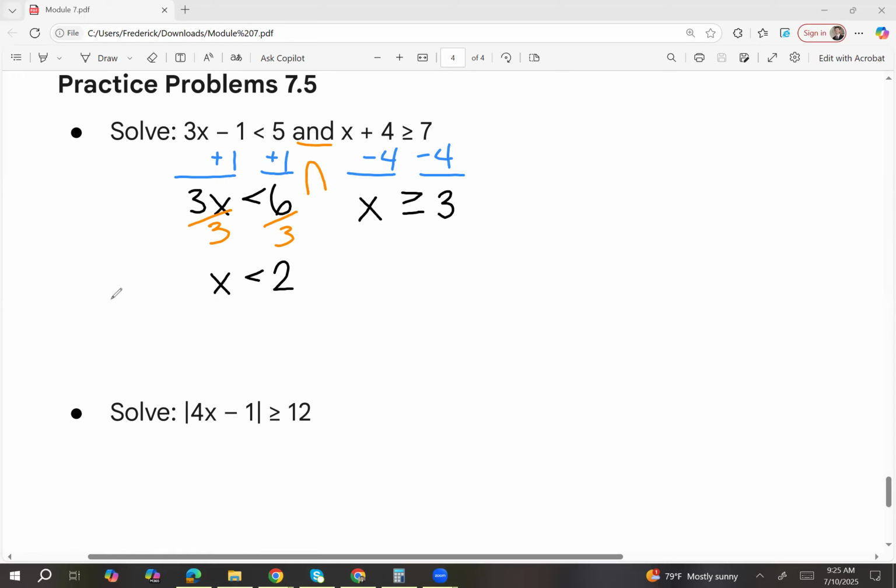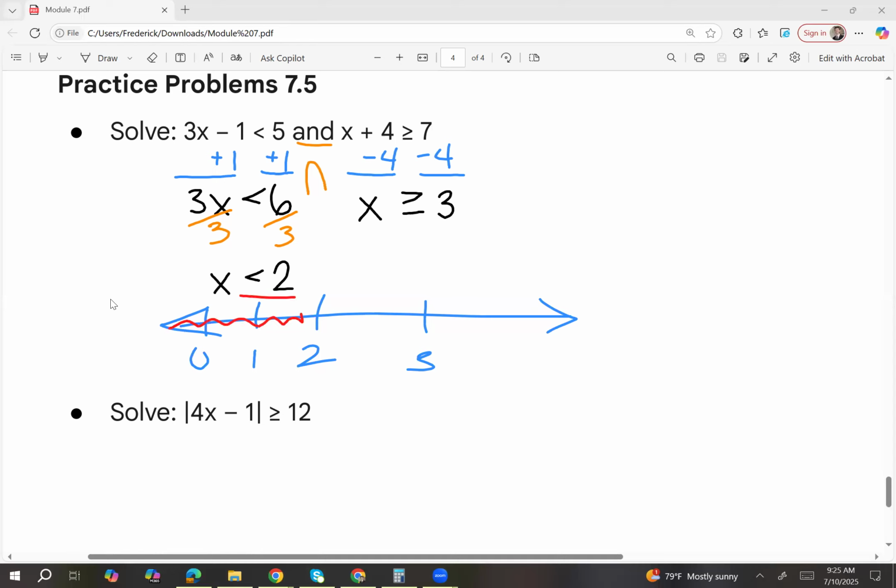We have x with no number in front of it. So we need the space where x is less than 2 and greater than or equal to 3. So let's map that out. On the number line, we would have 2 and 3, and 1, 0. So let's look at this. Less than 2 is this way.